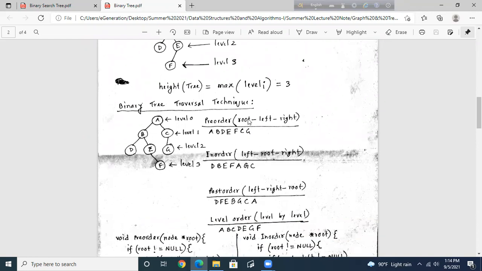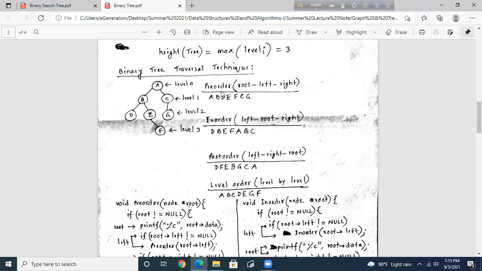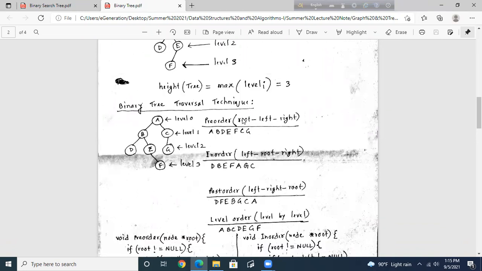For binary tree traversal, the pre-order is root, left, right. Always remember that pre-order is root, left, right. How do you remember? In pre-order, since there is "pre", the root comes at first. In in-order, the root is in the middle. In post-order, the root is in the last.